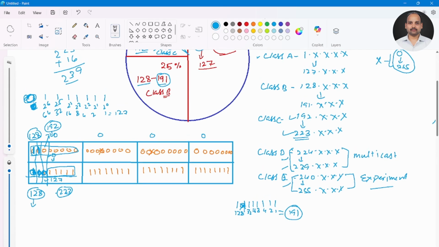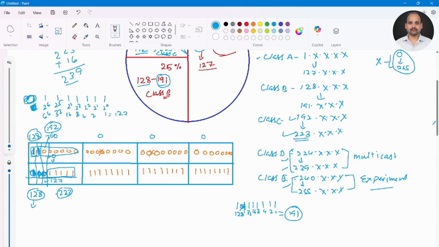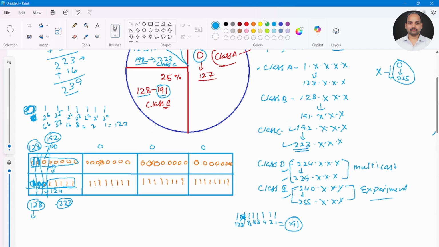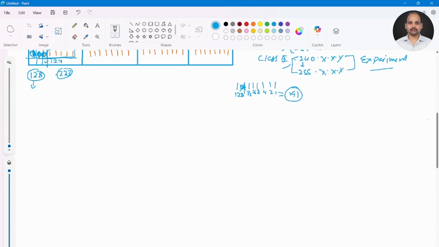I need to explain one more thing, and then for the subnetting part I will discuss in the next class. So in the classes, there was some range that was reserved for private use.